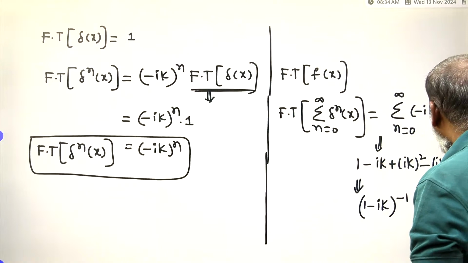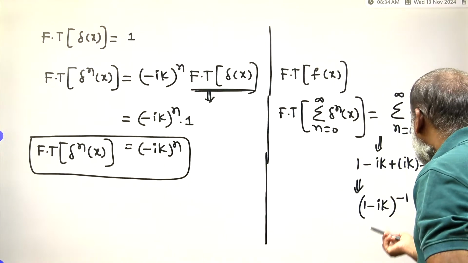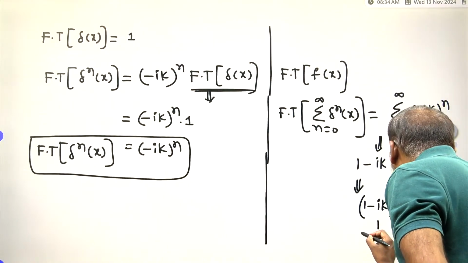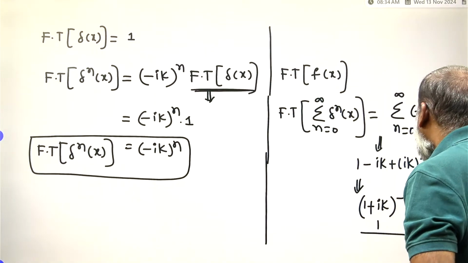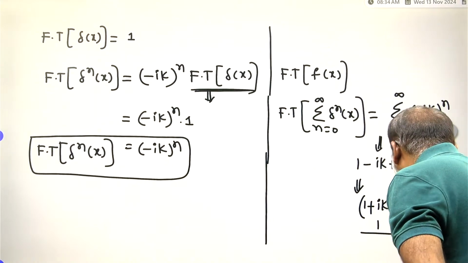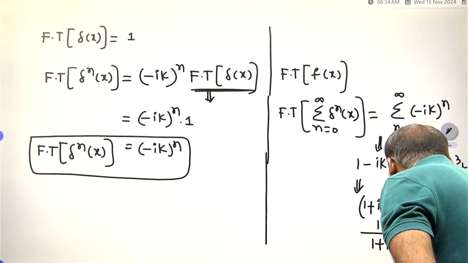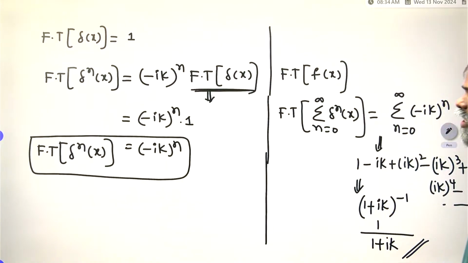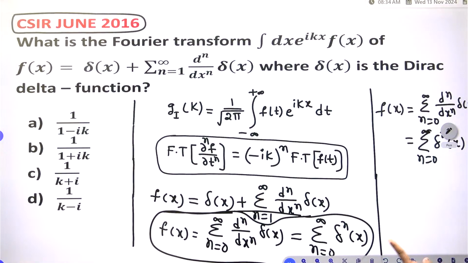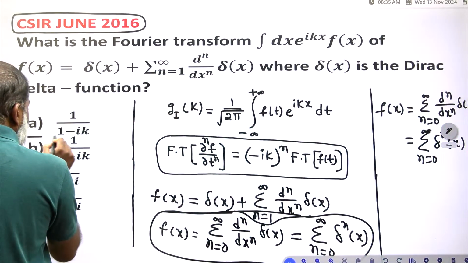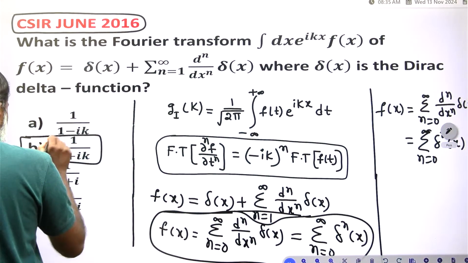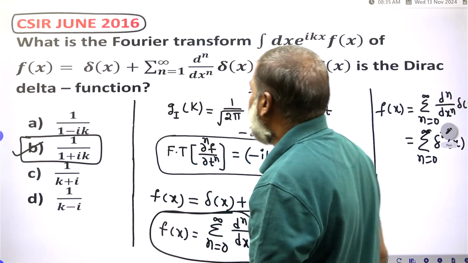By using the binomial expansion we write this one. So therefore 1 plus ik whole to the power of minus 1, so 1 by 1 plus ik will come. This is the correct answer concerning that problem, right? This is very important to calculate. Your answer is 1 by 1 plus ik. What is our option? Option B is correct.